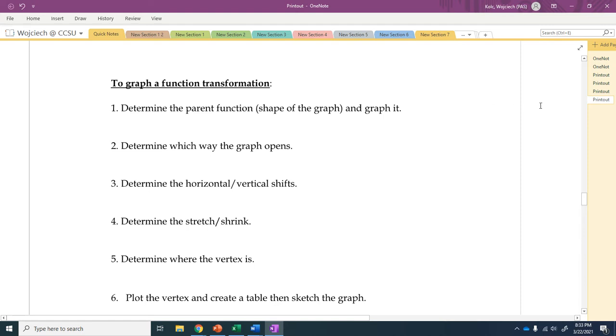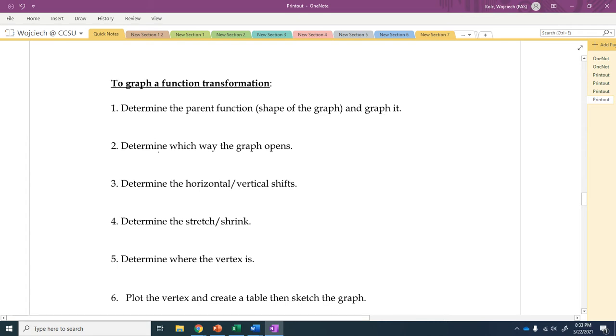What does this mean? In this class we'll typically talk about a parabola, y equals x squared, or an absolute value, y equals absolute value of x, which is your V shape. And then we'll graph it. So parent function means that's where things are coming from.